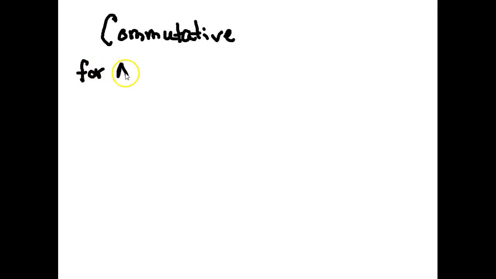The first one that I want to take a look at is called commutative. I'm going to point out that commutative has the word commute right in it. So we're going to talk about moving things around inside our equations. So we have a commutative property for addition, and then we have one for multiplication.